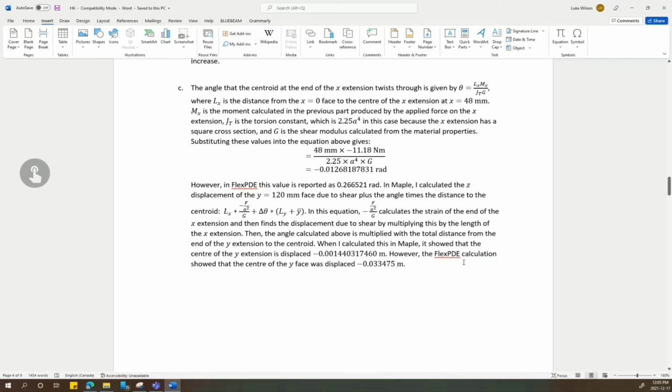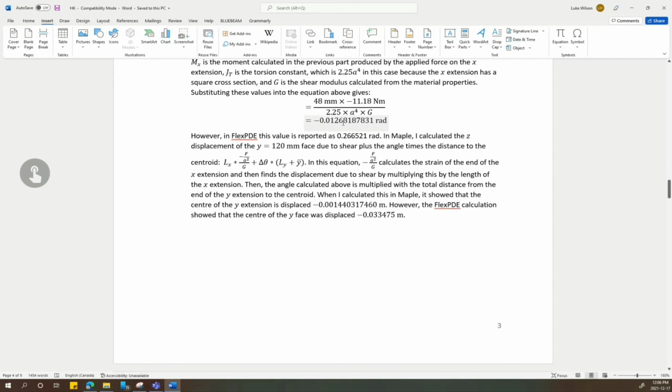Okay, then I found the angle that the centroid twists through at the end of the x extension by multiplying the distance from the x equals 0 face to the center of the x extension at x equals 48 millimeters. Multiply that by the moment calculated above, divide that by the torsion constant, which, since this has a square cross-sectional area, is 2.25 times the cross-sectional length to the 4, and then G is just the shear modulus, which we calculated before, and then this gave me an angle of this. However, in FlexPDE, it was ultimately reported as different.